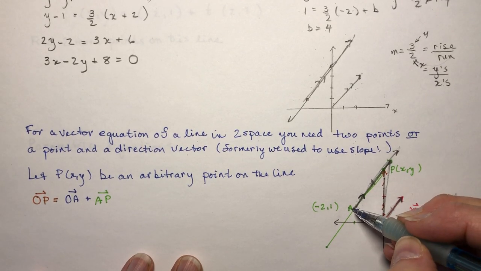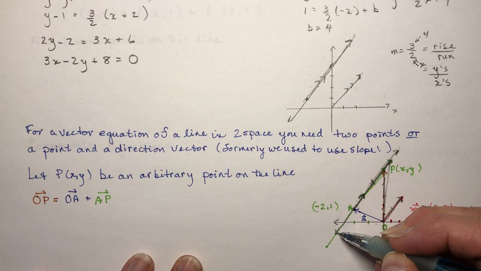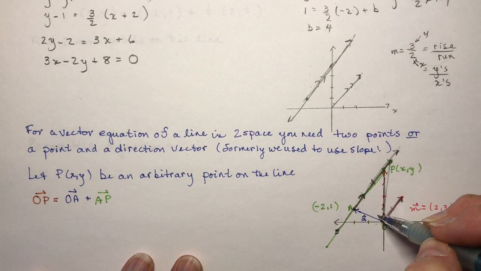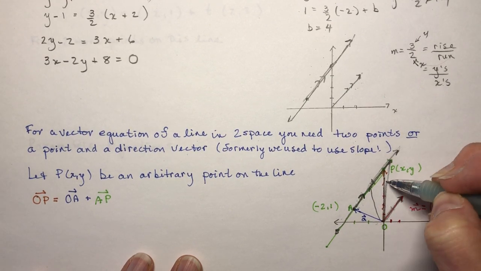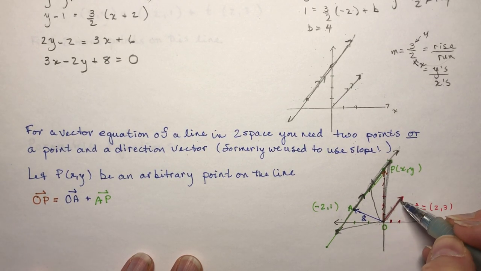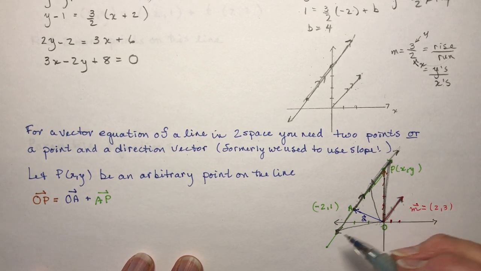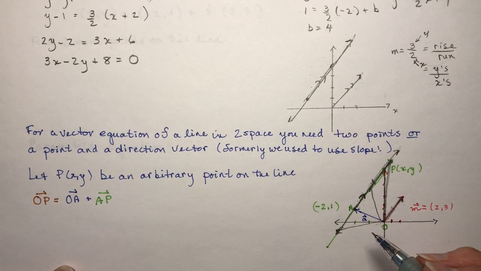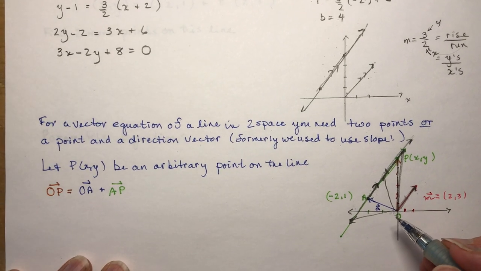Or I could do -1 and I would be going this way. So I end up with all these different points on this line by just adding in multiples of this direction vector. And that's what we're going to do to find the vector equations of the lines.